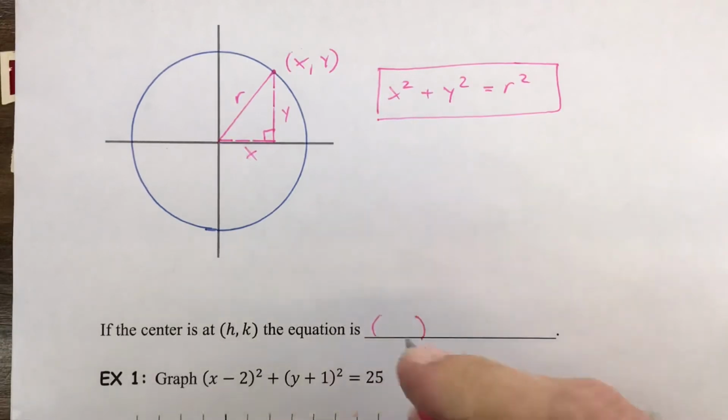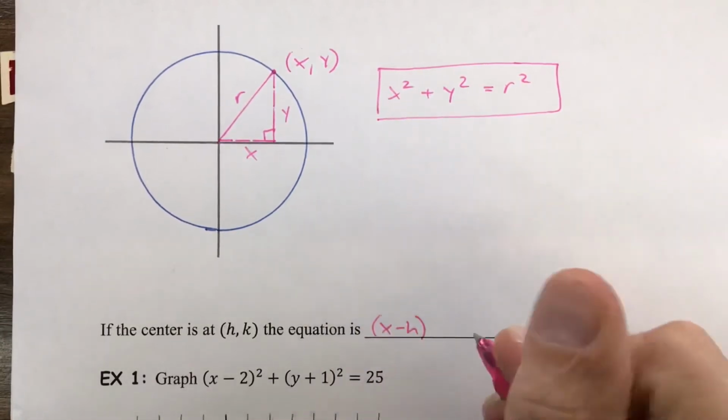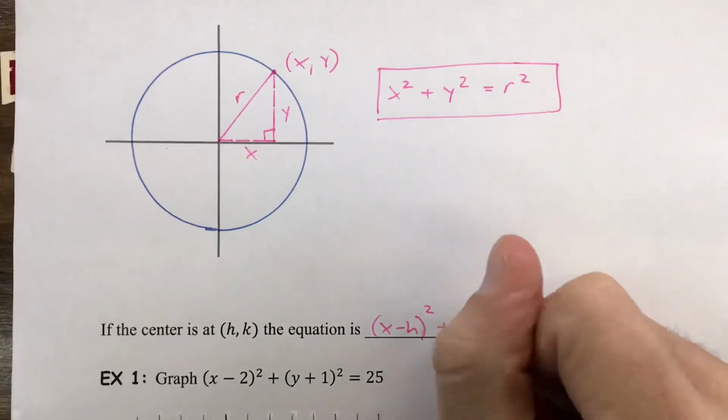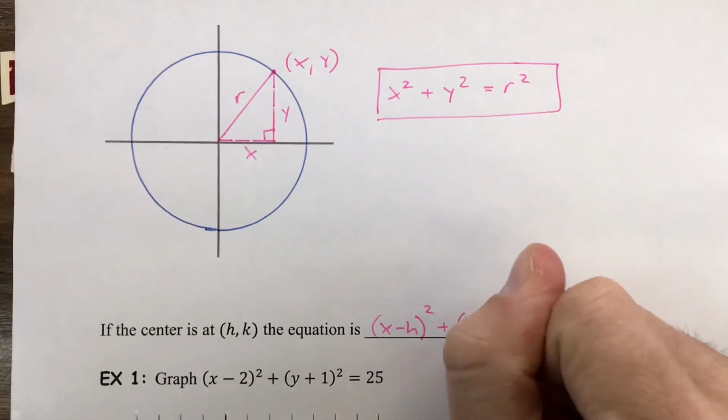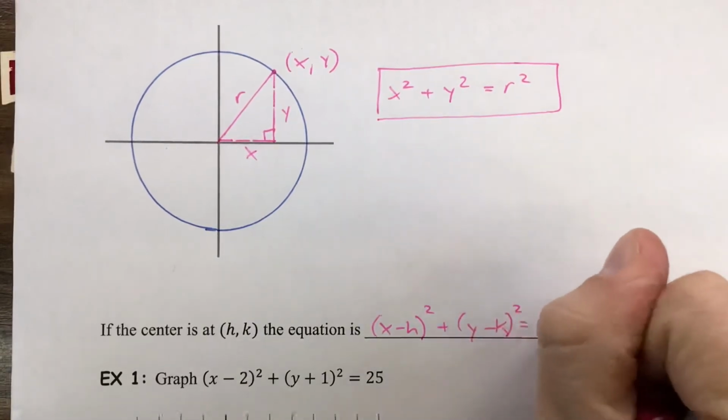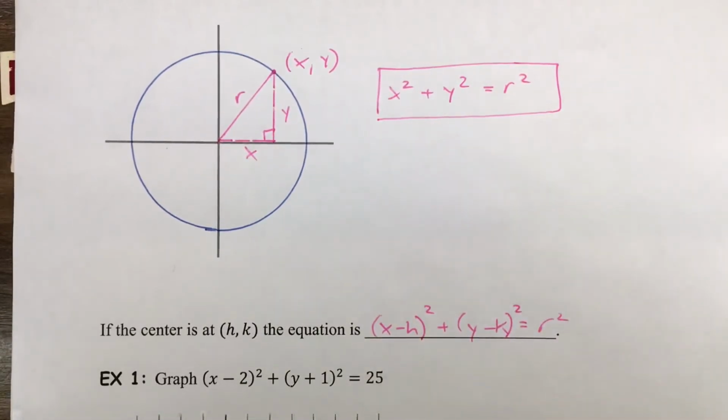In parentheses, you would take x, subtract the h, then square. You'll still have the addition. In parentheses, you're going to have (y minus k) squared. And that will still equal the radius squared. Okay, so it is still based in the Pythagorean theorem. All we do is directly subtract the h from the x and subtract the k from the y.